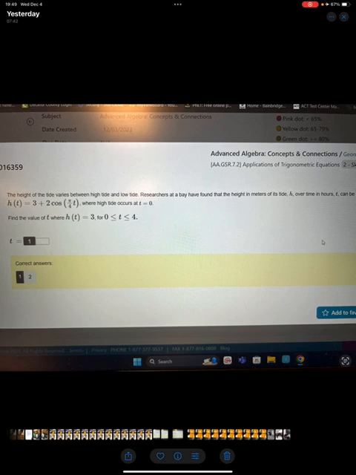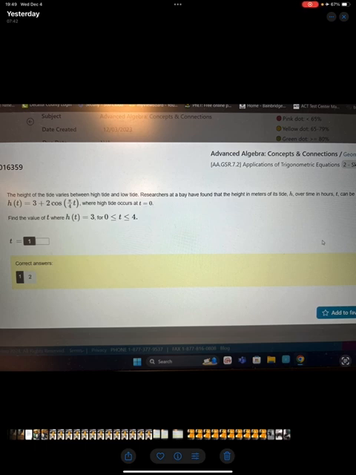All right. This time, we're talking about the height of the tide varying between high tide and low tide. Researchers at the Bay have found that the height in meters of its tide, h, over time in hours, can be modeled by the equation h of t equals 3 plus 2 cosine pi over 4 t. All right. So to solve this one, it then asks us to find where the high tide occurs at t equals 0. Our actual question says find the value of t where h of t equals 3.